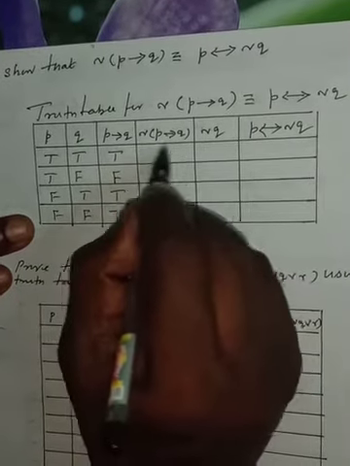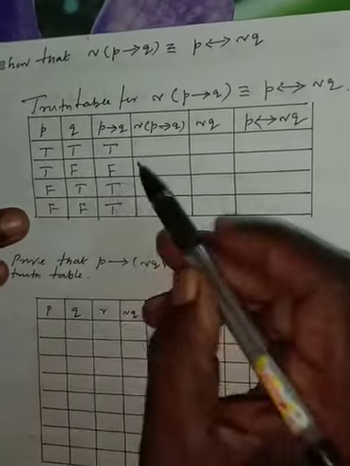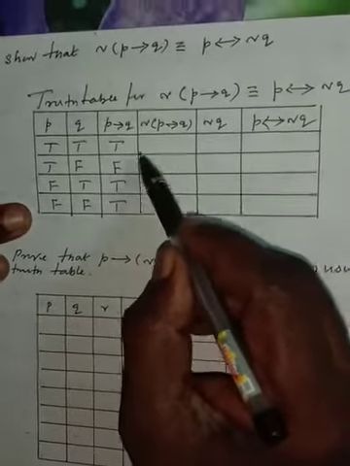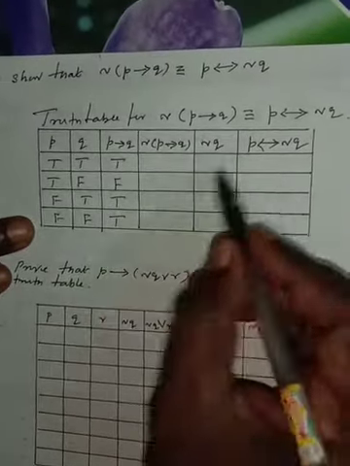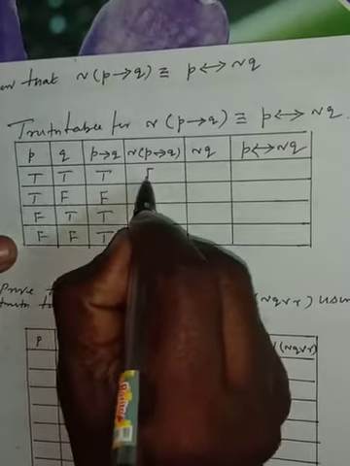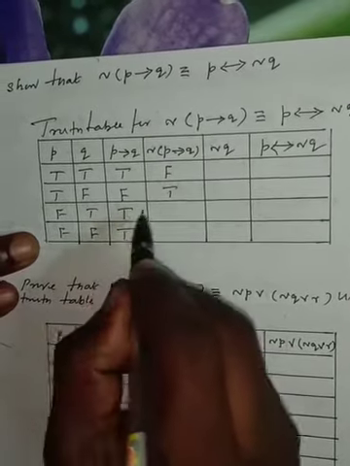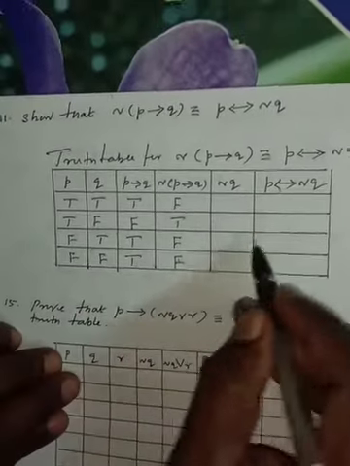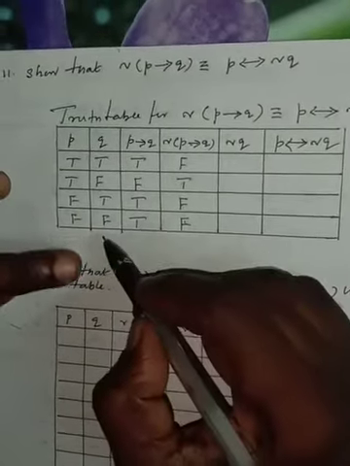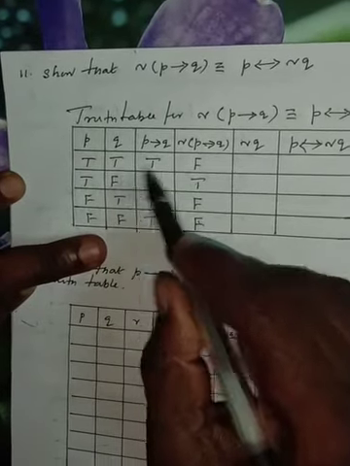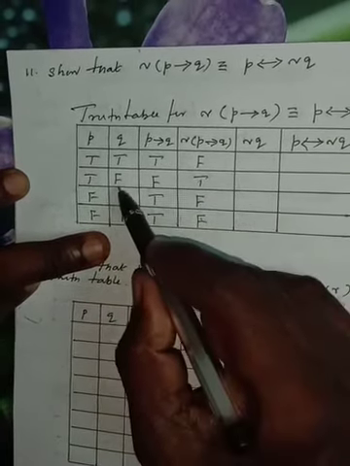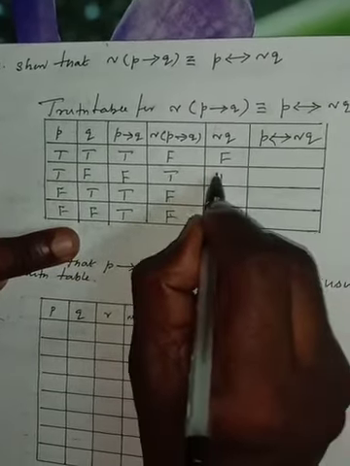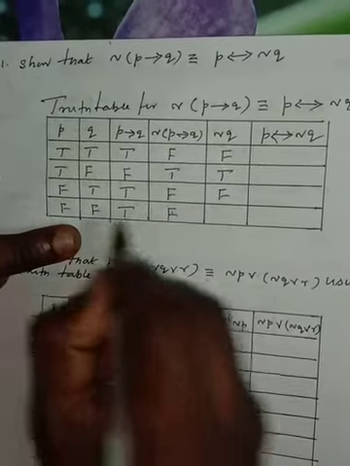Okay, negation of P implies Q. Take third column. True implies true means negation of true is false. Negation of false is true. Therefore, true false, false true, true false, true false. Next, negation of Q. Take second column. True, negation of true is false. False, negation of false is true. So false, next true, next false, next true.